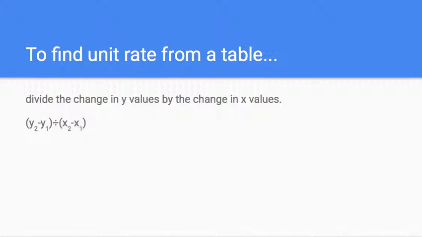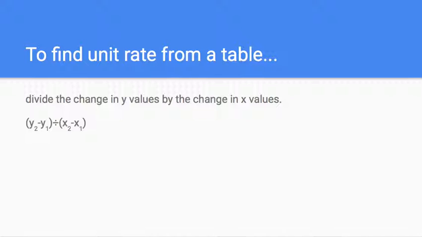To find unit rate from a table, you want to divide the change in y values by the change in x values. Now this is written y sub 2 minus y sub 1 divided by x sub 2 minus x sub 1. I would normally write the division as a fraction bar, but whenever I typed it up, the fraction bar went through the 2 and the 1 and it just made it look kind of funky.